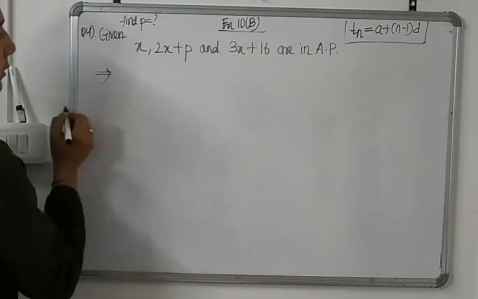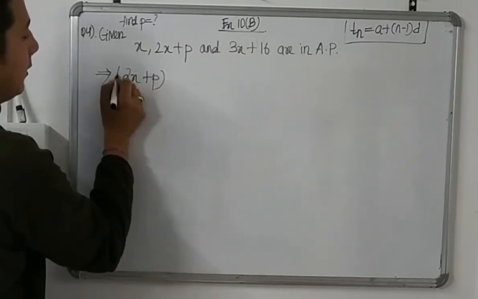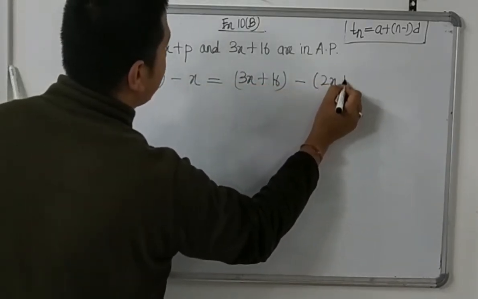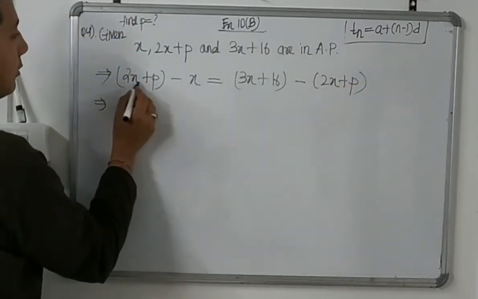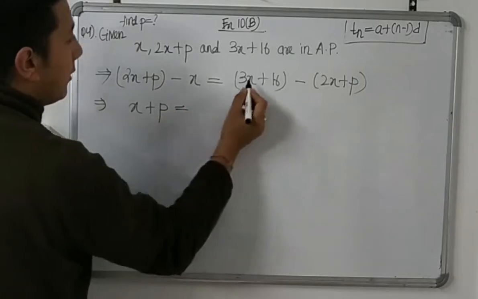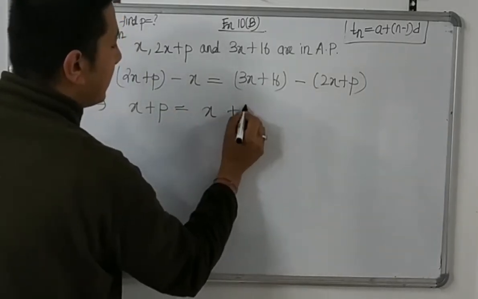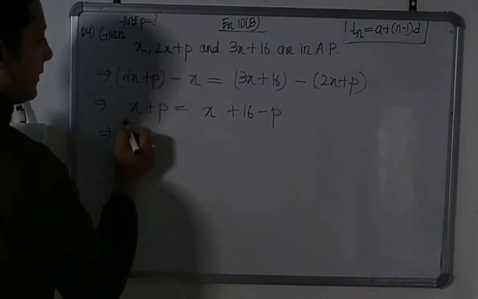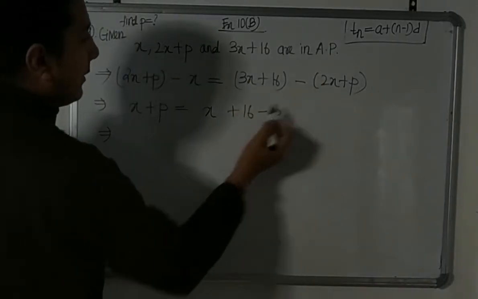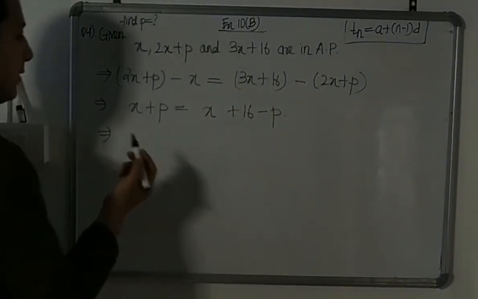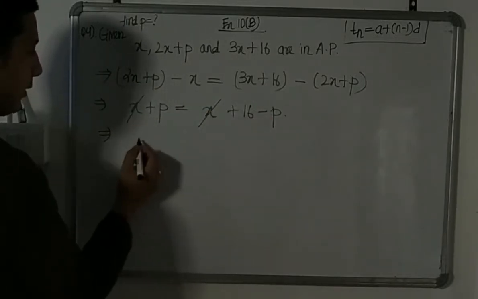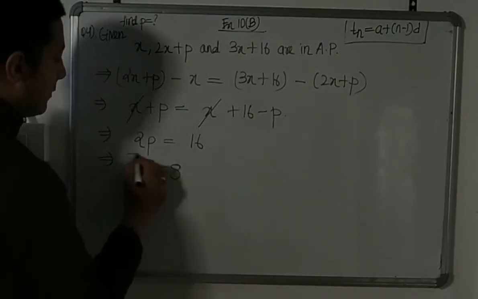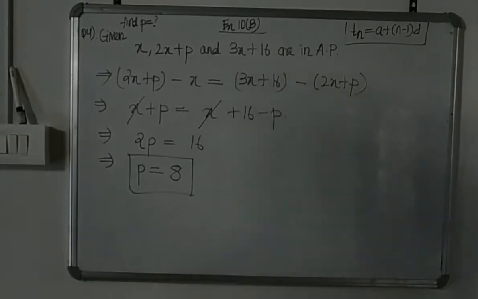So this gives 2x plus P minus x should be equal to 3x plus 16 minus 2x plus P. Let us simplify it quickly. 2x minus x is x plus P. 3x minus x is 2x, and this is 16 minus P. By the way, x and x get cancelled out. Bring this side: 2P is equal to 16. So P is equal to 8. Pause the video and note it down.